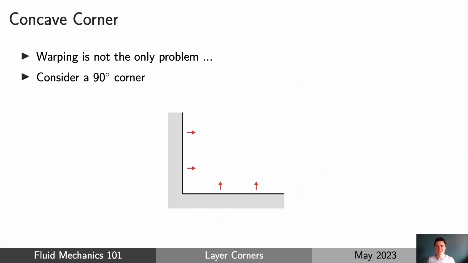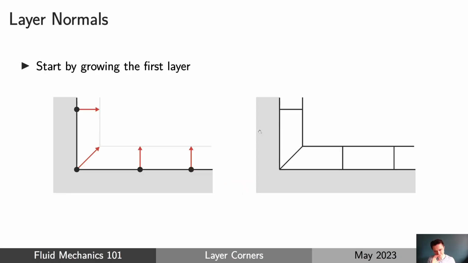And of course, warping is not the only problem that can occur when we're projecting these nodes off the surface to generate layers. We can illustrate this with a very simple example. I want you to think about a 90-degree corner. So we don't have a flat surface anymore, we've got a 90-degree corner, and we'd like to grow layers off this bottom surface and off the side surface.